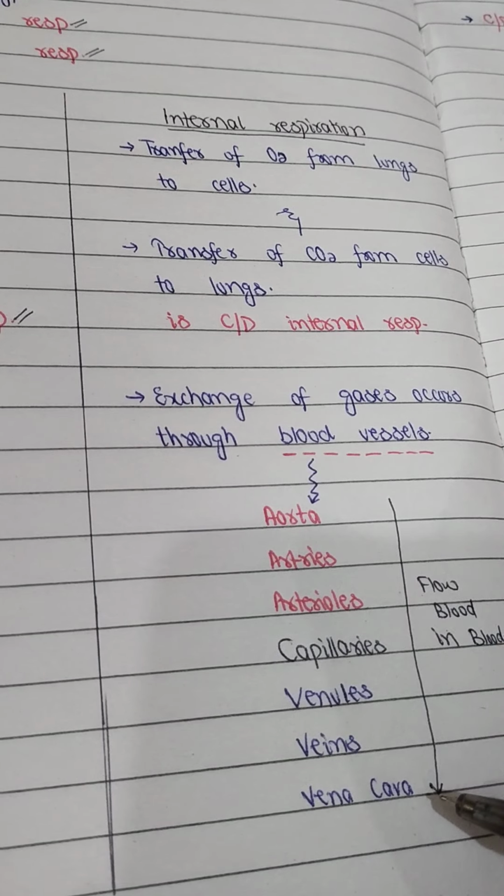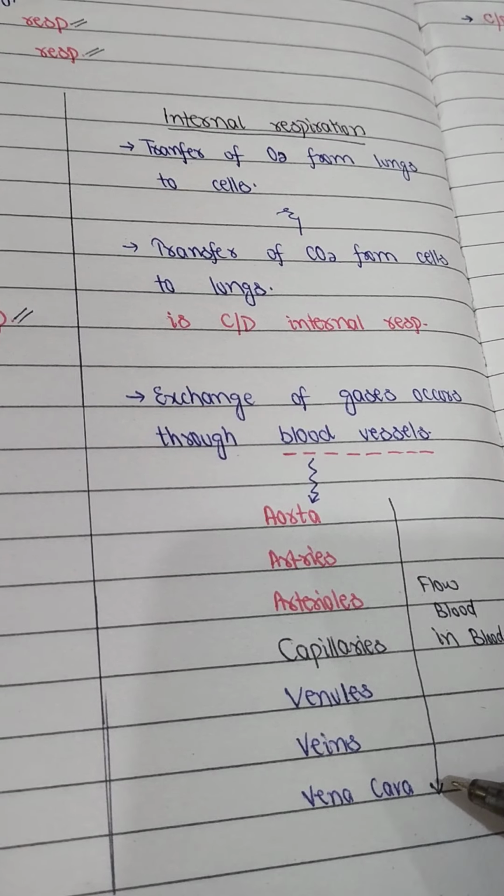The body contains two vena cavas. One is the inferior vena cava and the second one is the superior vena cava. The inferior vena cava collects deoxygenated blood from the lower body, while the superior vena cava collects deoxygenated blood from the head or neck of the body, and both vena cavas drain their blood into the right atrium.